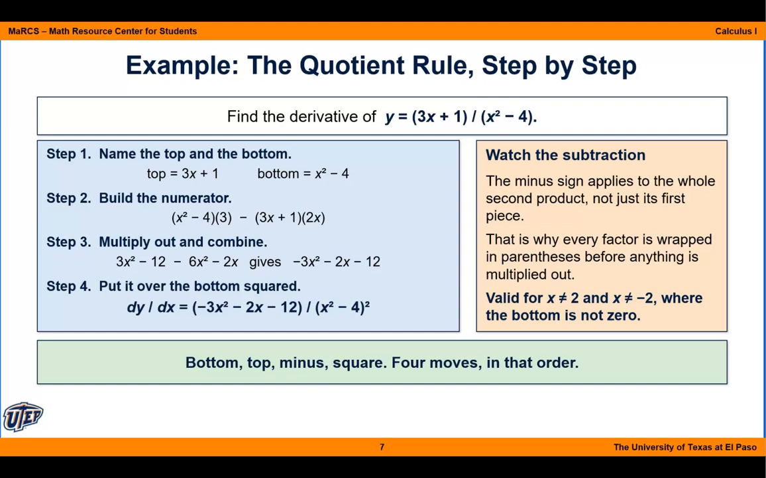Substituting these pieces into the rule gives us dy/dx is equal to [(x² - 4) times 3 minus (3x + 1) times 2x], and this whole thing is divided by (x² - 4)². Keep the denominator squared while simplifying the numerator. 3x² - 12 - 6x² - 2x is equal to -3x² - 2x - 12. Therefore, the derivative is dy/dx is equal to (-3x² - 2x - 12) divided by (x² - 4)².